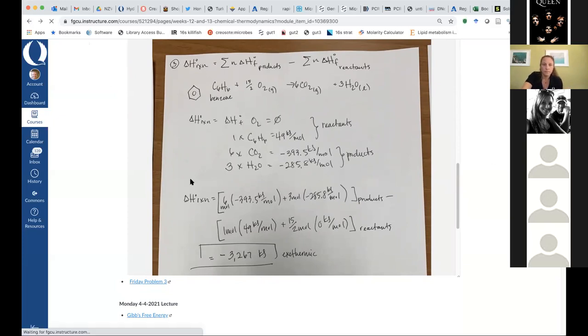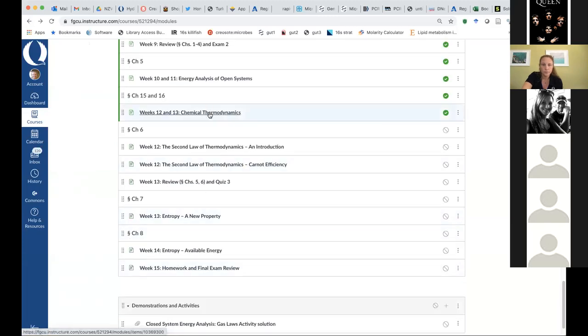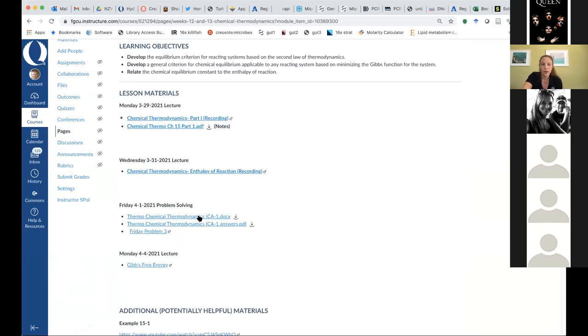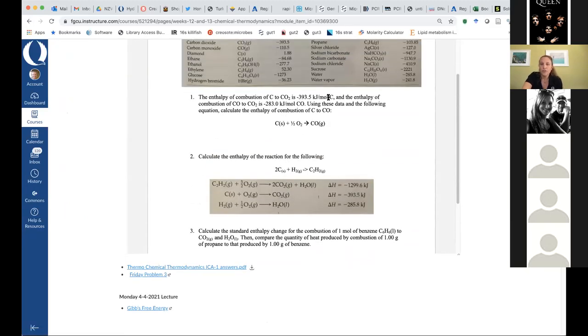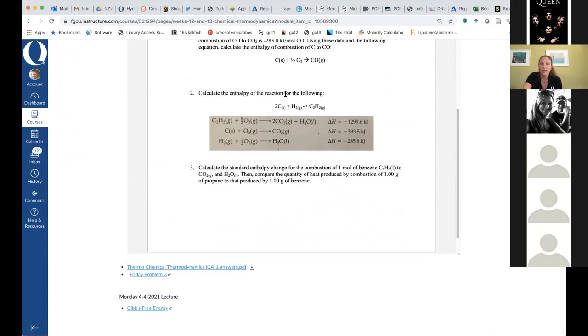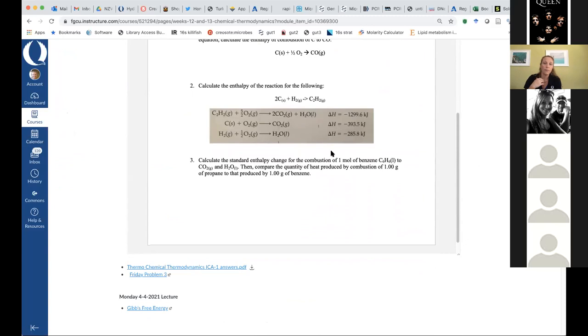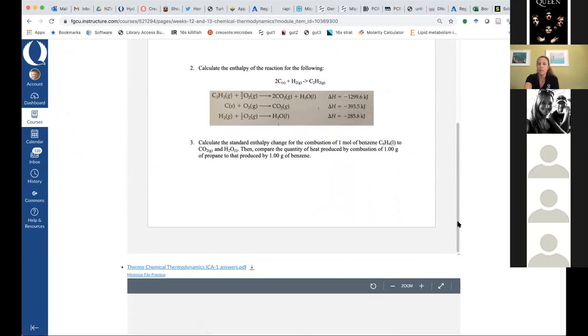let me pull it up. So the enthalpy of combustion of these, calculate the enthalpy of combustion of carbon dioxide to CO2, calculate the enthalpy for this reaction given these enthalpies of formation. Those we just worked the same way that we did before. If we did the standard enthalpy change of the combustion of 1 mole of benzene to carbon dioxide and water, then compare the quantity of heat produced by the combustion of benzene and propane. So this is the one where we worked the products minus reactants.